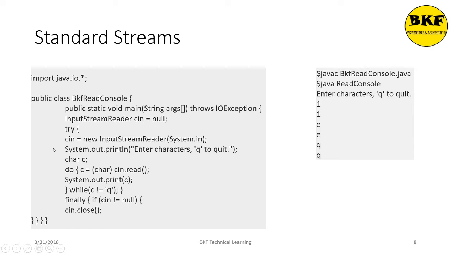Now I print "Enter characters, Q to quit." Now I create a char variable and then I start reading the input. Until and unless I encounter a Q, I'm going to be reading the contents. As soon as I encounter a Q, I come out of that loop and I close my application. That is where my application ends. So this is the output which we get.